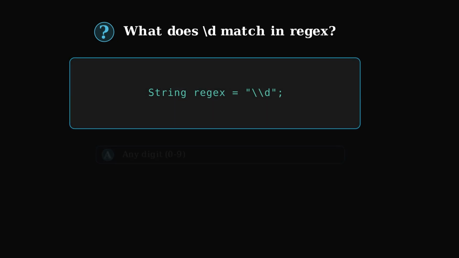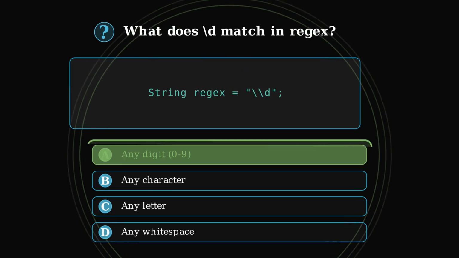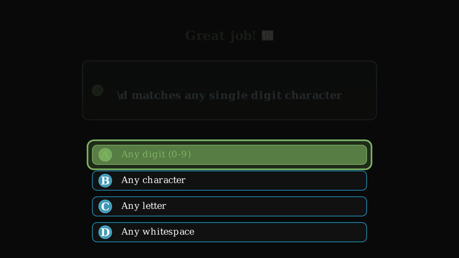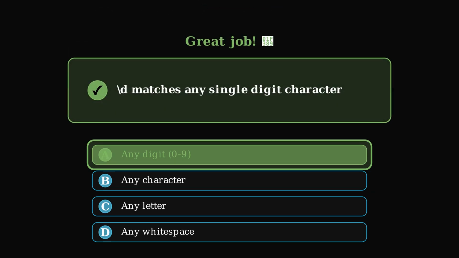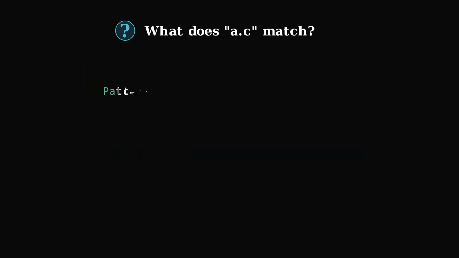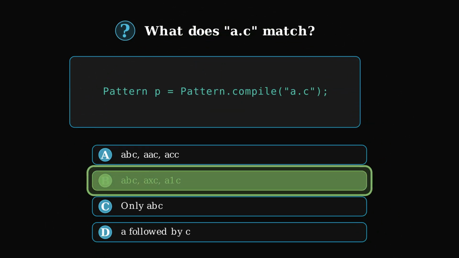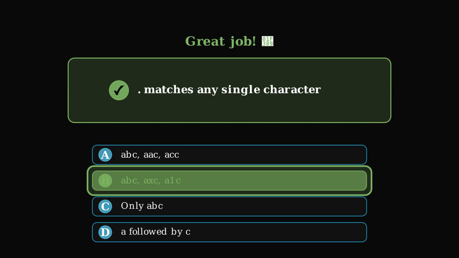What does \d match in regex? Which one is correct? The correct answer is \d matches any single-digit character. What does . match? Which one is correct? The correct answer is . matches any single character.